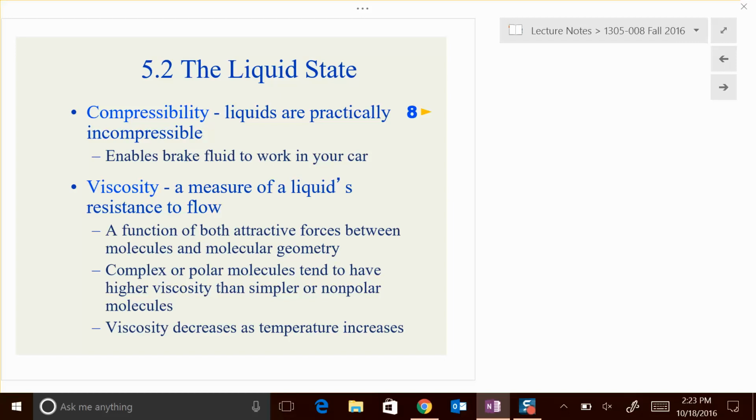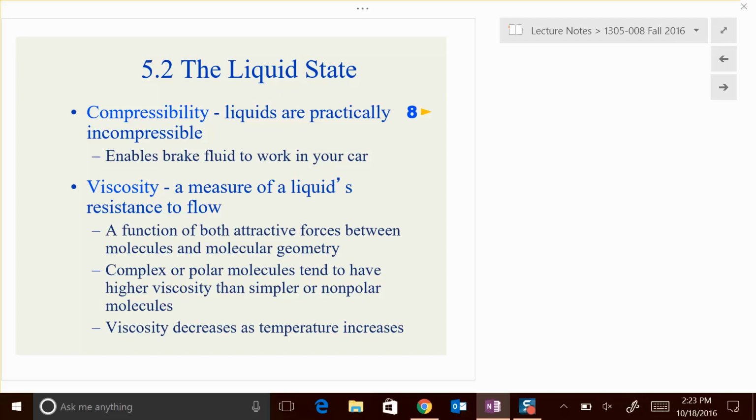Sorry, I misspoke earlier. You can't compress a balloon full of liquid, but you can compress a balloon full of gas. A balloon full of gas, I could push it closer together, make it smaller. But if it was full of liquid, if it was a water balloon, I couldn't do that.